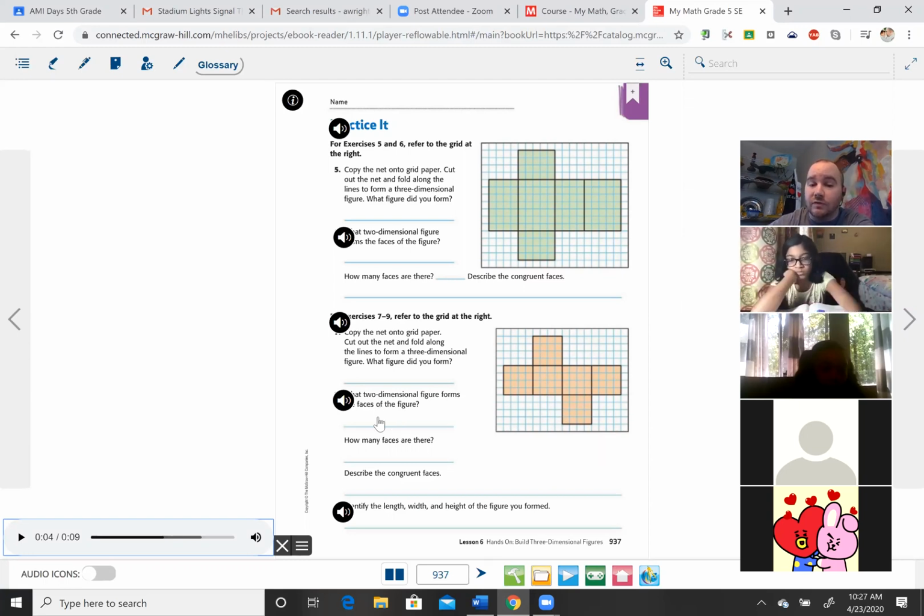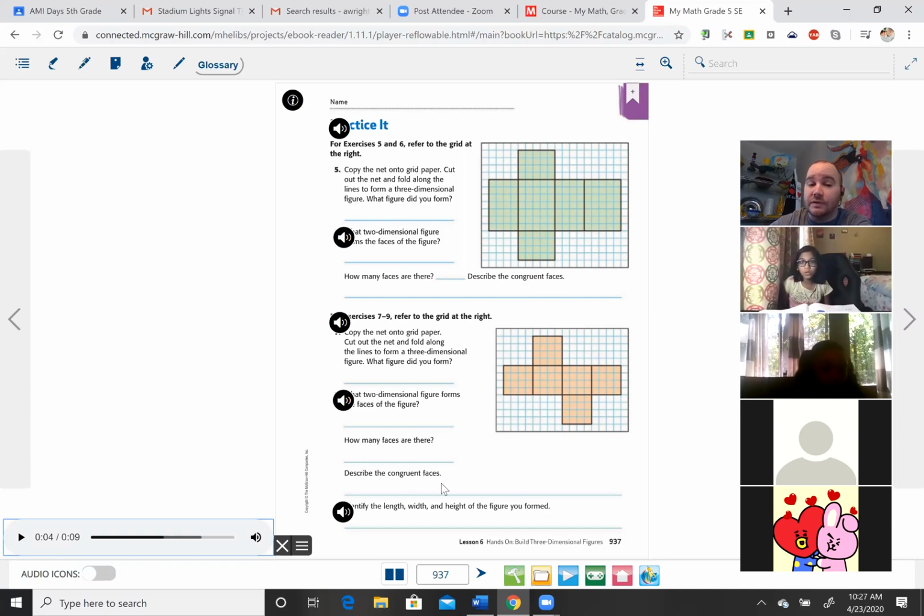What two-dimensional figures form this shape? They both agree that it's a square. Well, yeah, it's a square. So each one of these is a square. They're all 4 by 4. So they're a square. How many faces are there? There's not 12 faces. There's 6 faces because it's just 1, 2, 3, 4, 5, 6. So there's 6 faces in total.